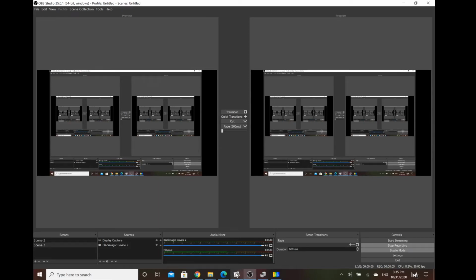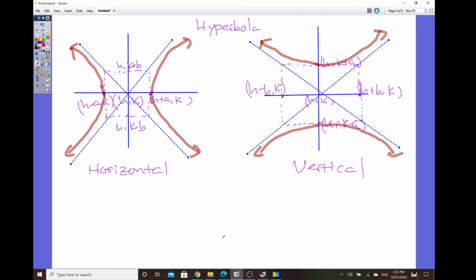So today I would like to talk about the hyperbola and also parabola. For hyperbola, we do have two different types: one is horizontal, the other one is vertical. For the equation, it's quite similar to the equation of an ellipse.